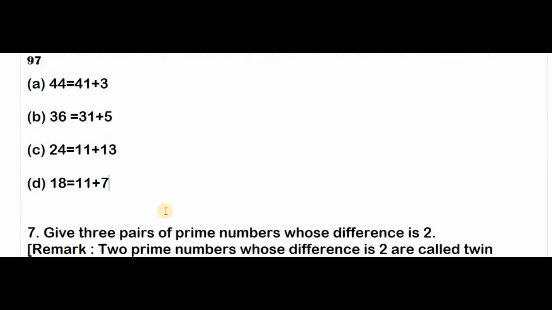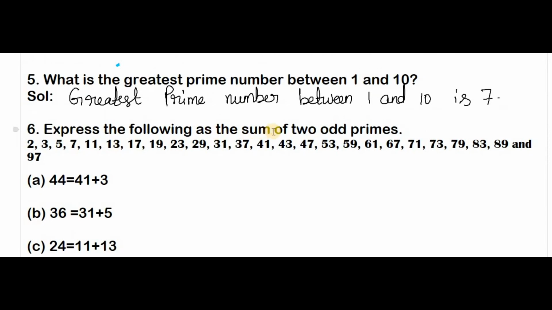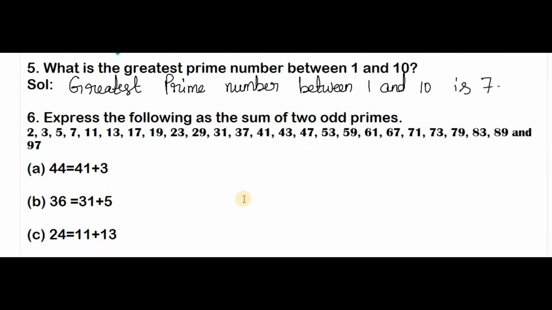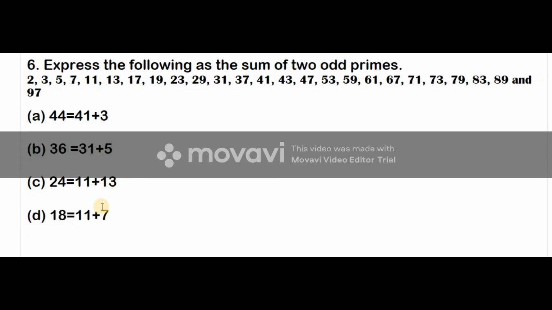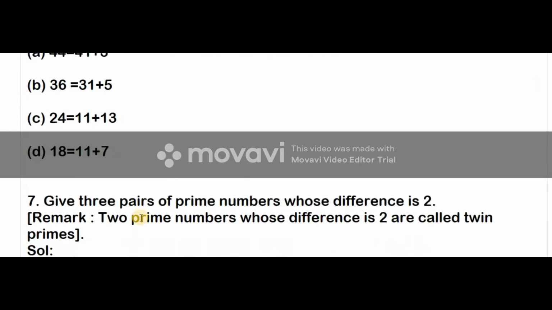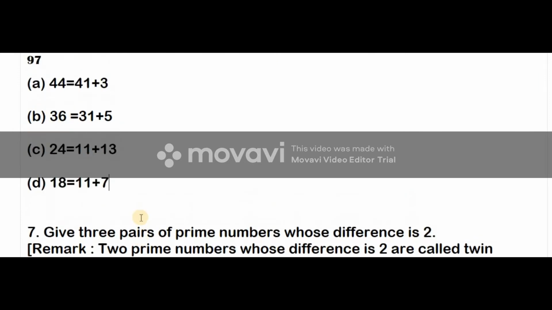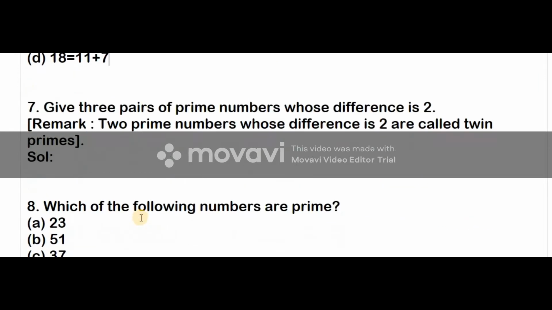We can select any other numbers because he just asked us to express the sum of two odd primes. Now we check: 41 and 3 are odd prime numbers, 31 and 5 are also odd prime numbers, 11 and 13 also, and 11 and 7 are also odd prime numbers. So based on this reason, what we have done is correct. Now move on to the next.